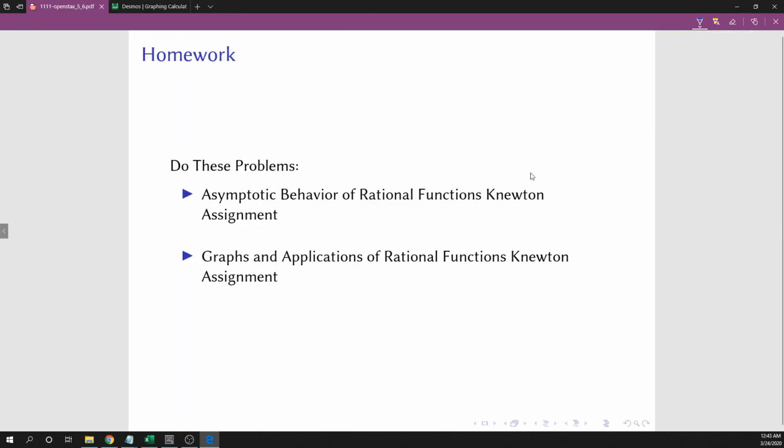All right, so that is it on this section on rational functions. Like I mentioned, there are some other topics we will not discuss at the moment, but maybe later on. Okay, so do these problems: the asymptotic behavior of rational functions student assignment, and the graph and applications of rational functions student assignment.